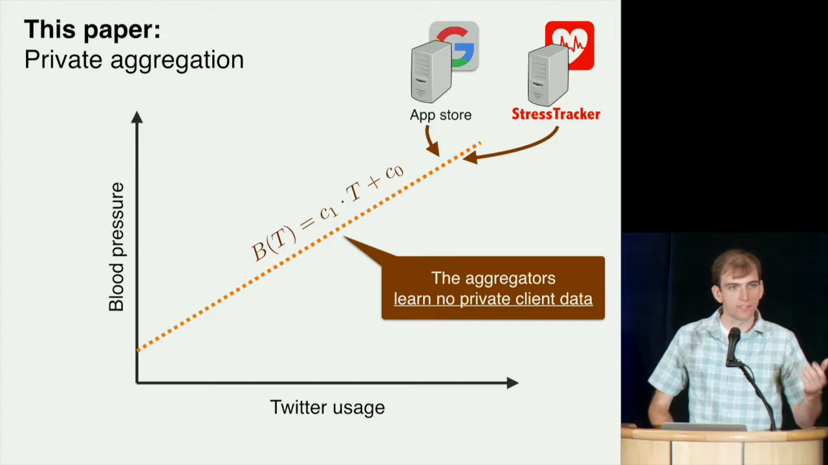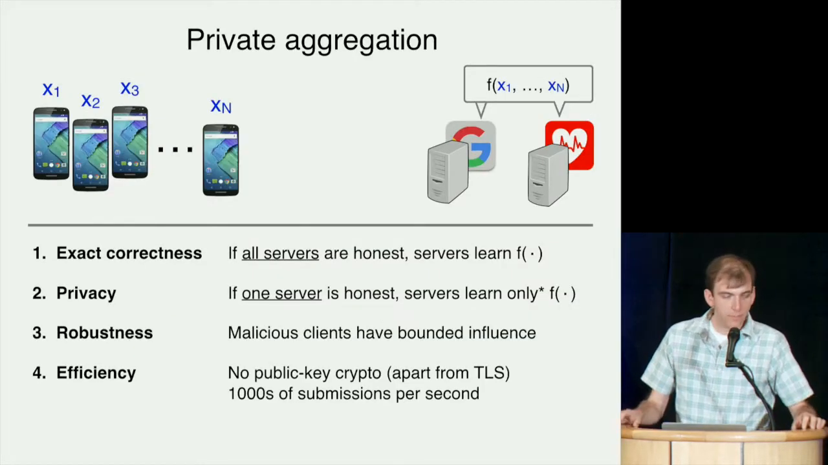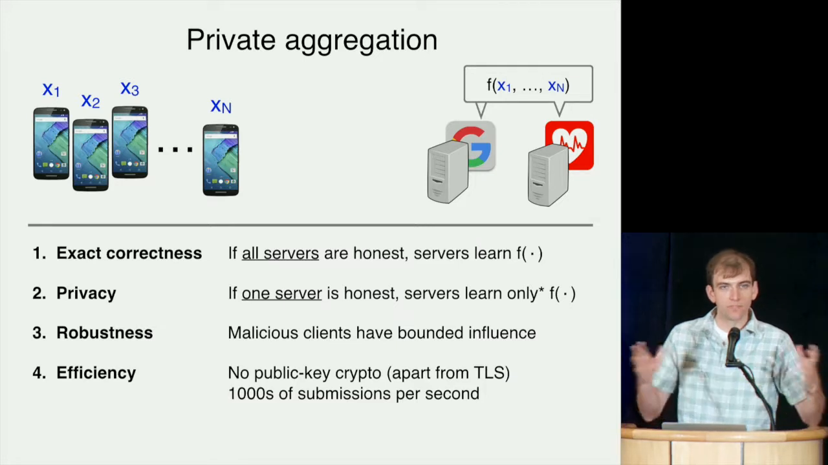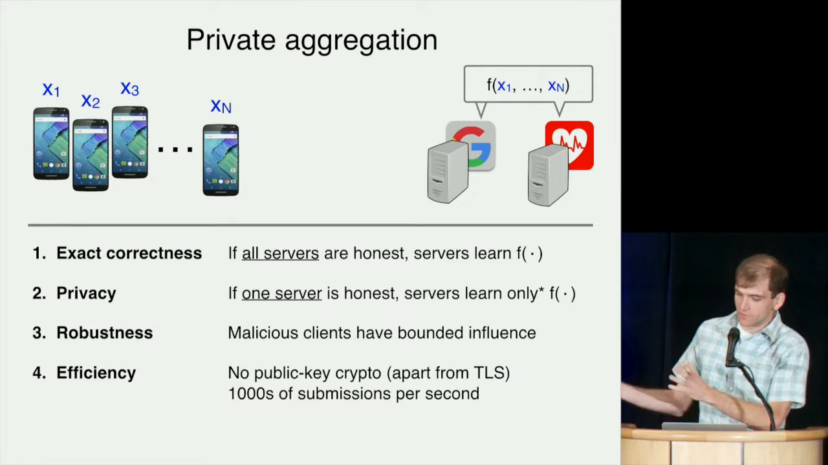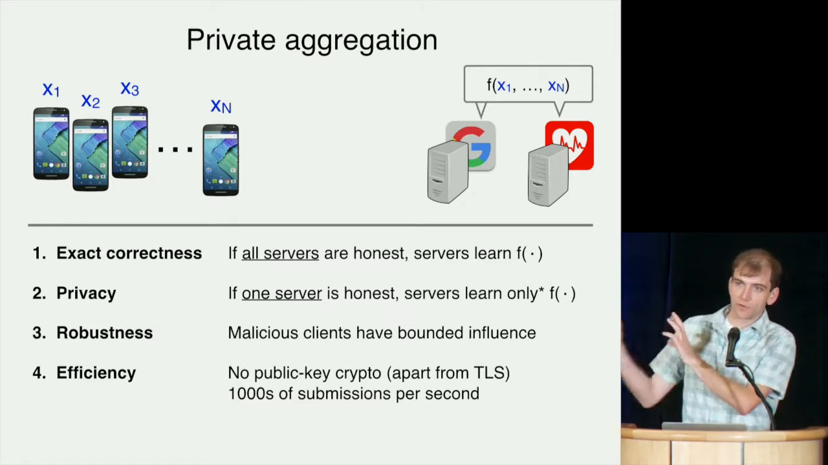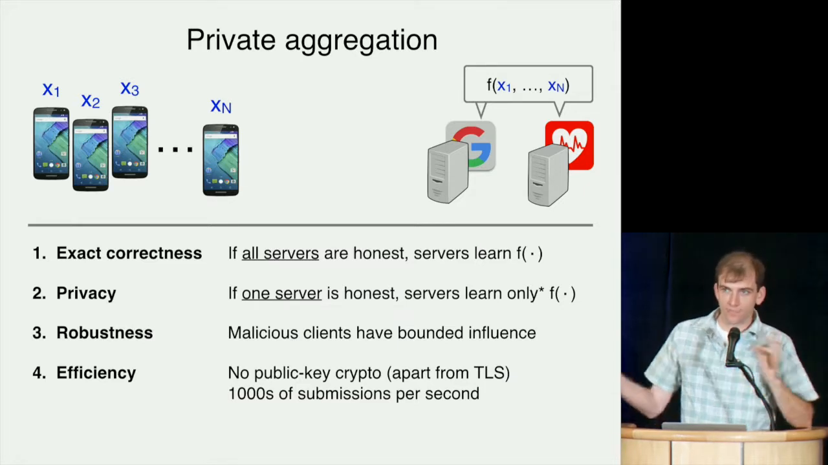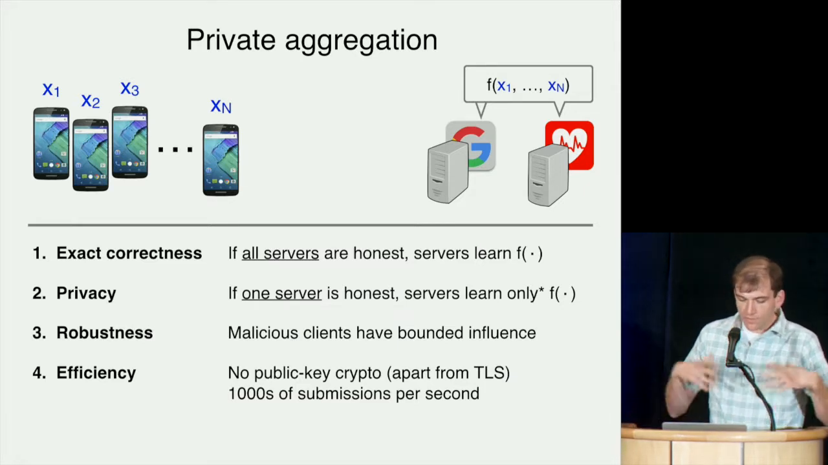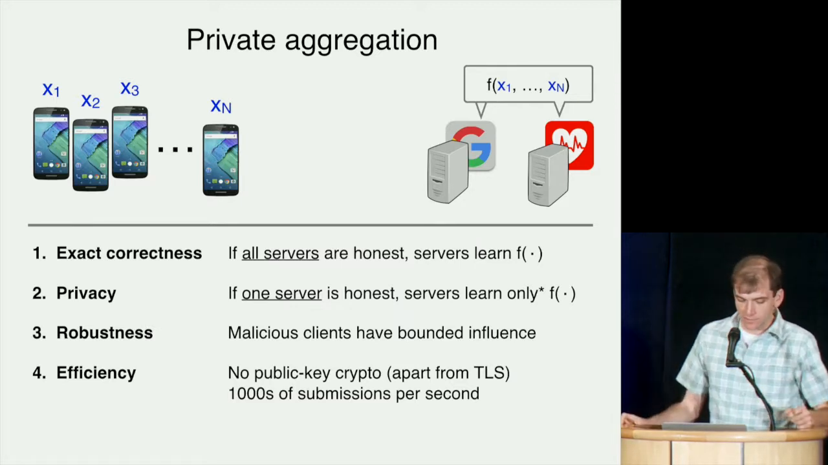Let me set up this problem a little bit more formally. The problem is as follows. We have a bunch of devices, think of millions of phones, and each phone has a private data point, xi. And we have some number of aggregation servers, so think again of the Play Store and the app provider, that want to compute some interesting function over all of the xis. Whatever system we come up with needs to satisfy a bunch of security and correctness properties.